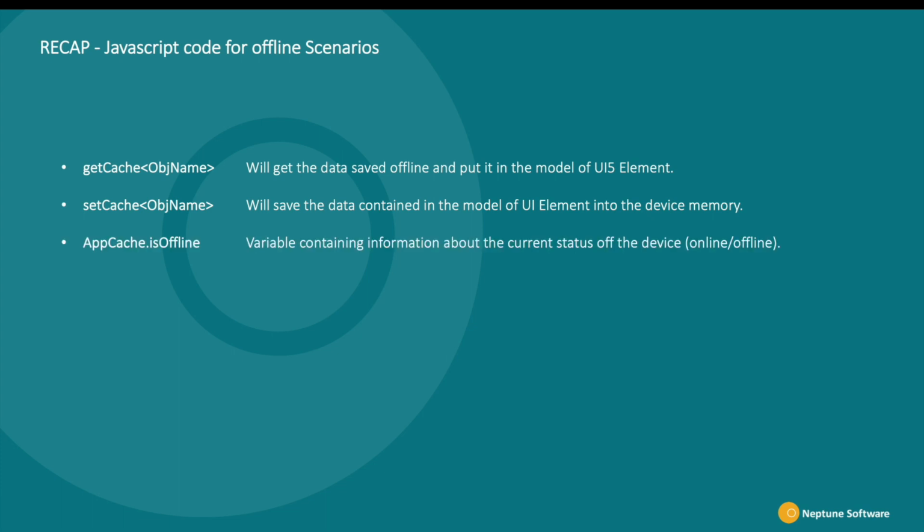And also app_cache.isOffline, which is a variable containing information about the current status of the device, whether it's online or not. This is very helpful to make you understand when to save data, when not, or when to do an online call or not. Well, that's all for now.